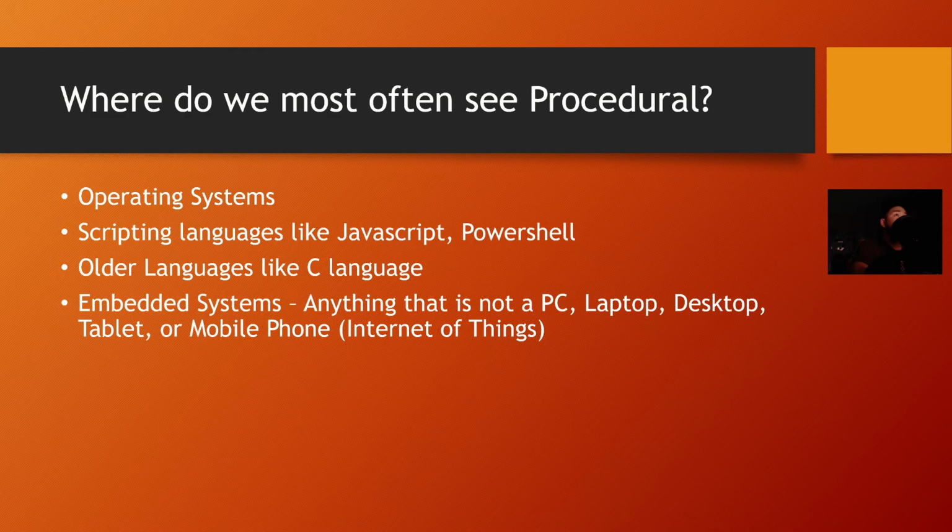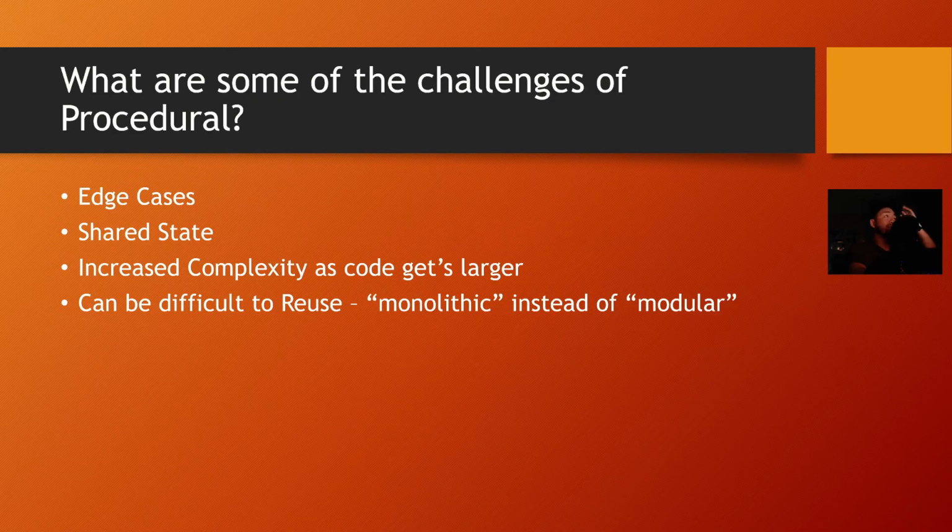Where do we most often see procedural? Operating systems, scripting languages like JavaScript and PowerShell, older languages like C, embedded systems, anything that is not a PC, laptop, desktop, tablet, or mobile phone, IoT. What are some of the challenges of procedural? Edge cases, shared state, increased complexity as code gets larger, can be difficult to reuse, monolithic instead of modular. So procedural is just a great foundation.